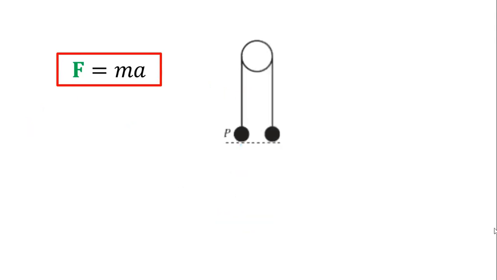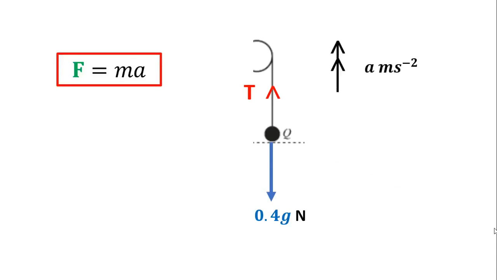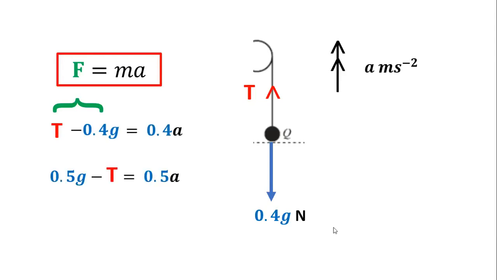Now let's focus on Q. The weight is 0.4g newtons, the tension again is away from the particle, and this time it is accelerating upwards. And so T is now the greater force. T minus the weight, this time, is the resultant force, equal to the mass times the acceleration. And so we have the equation of motion for Q, and this was the equation of motion for P. And so we can solve.